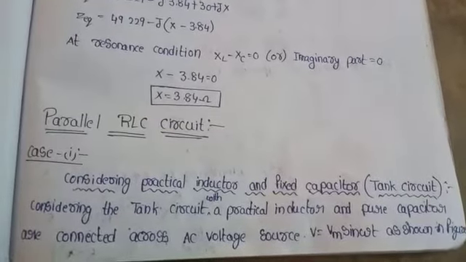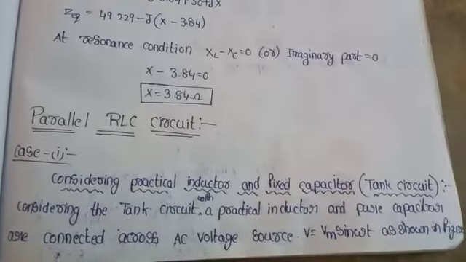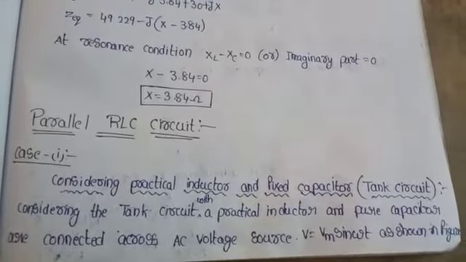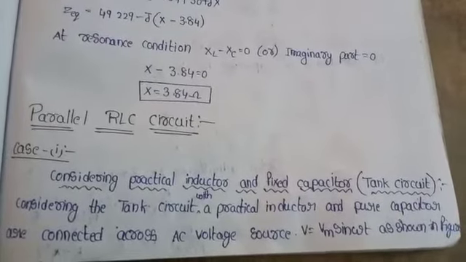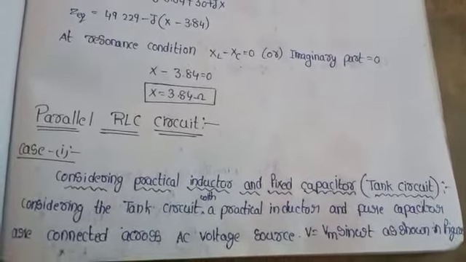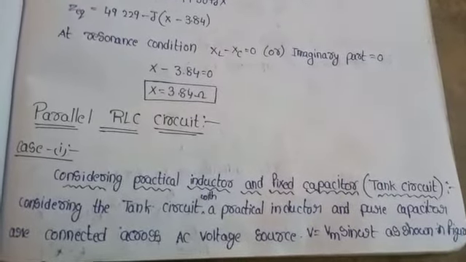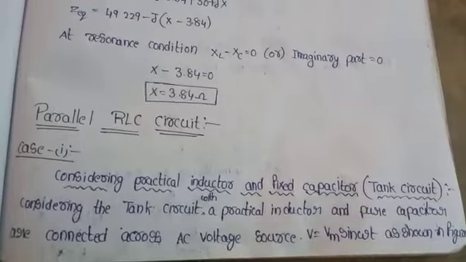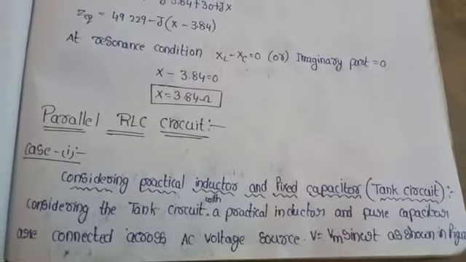Two cases are there. One is practical inductor with fixed capacitor, the other is practical inductor with practical capacitor. Practical inductor means an inductor in series with resistance. Similarly, practical capacitor means a capacitor in series with resistance. Now we go for case 1, practical inductor with fixed capacitor, which is nothing but the tank circuit. So practical inductor with the fixed capacitor is also known as tank circuit.